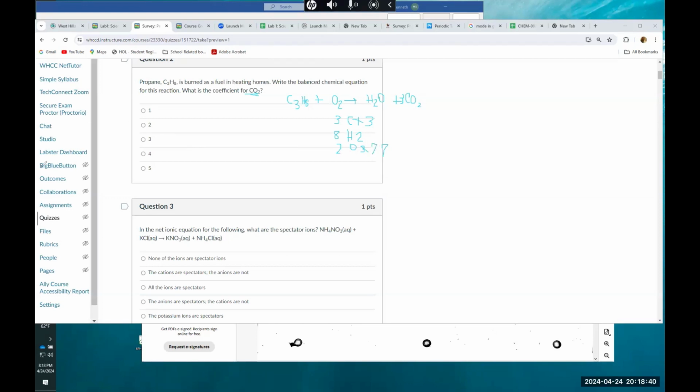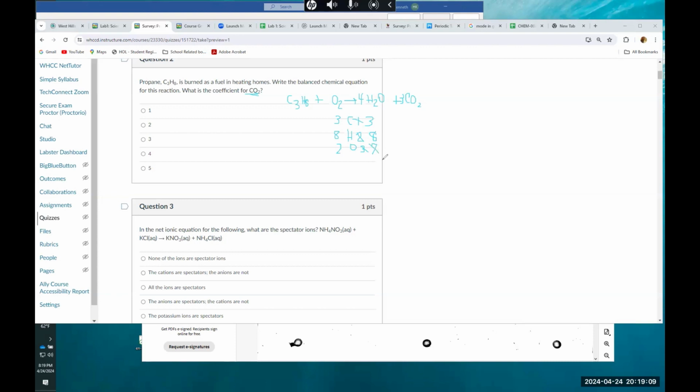Okay, is that balanced? No. What do I need to do? Put a 4 there, on the hydrogen. Okay, well, we got ahead of the game there for a minute. So that gives me a total of 8 hydrogens.